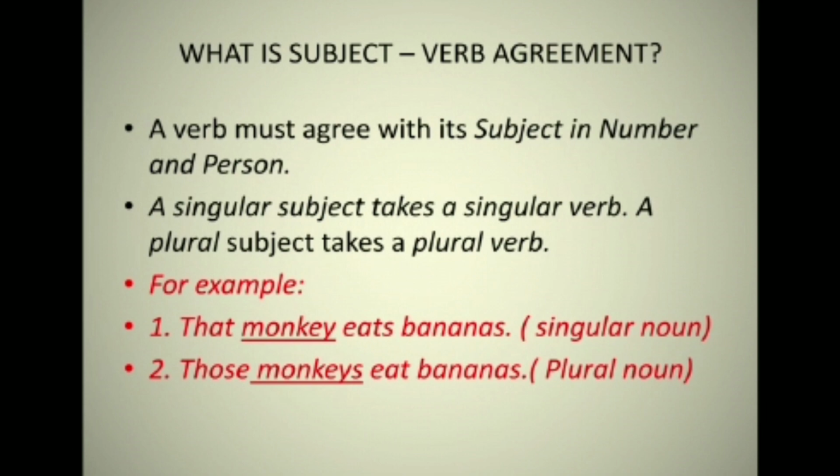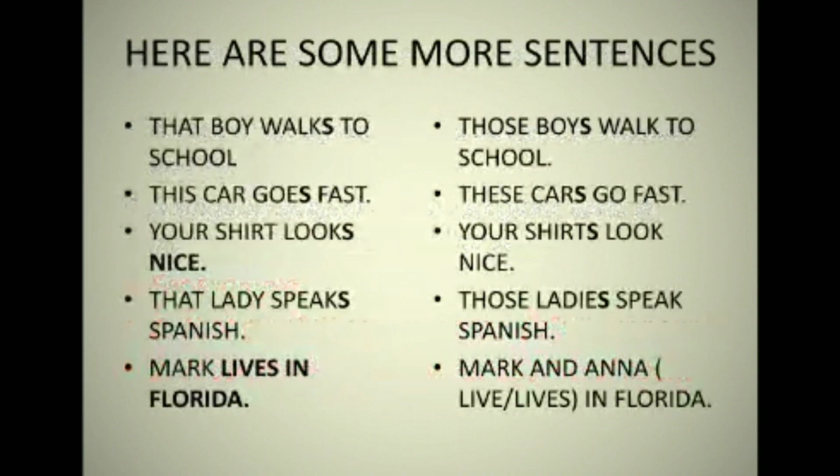Those monkeys eat bananas. Notice that the nouns and the verb are behaving in opposite ways. The singular noun monkey becomes monkeys with an S in the plural form, but the verb has an S in the singular form eats, and the plural verb eat doesn't have an S at the end. Here are some more examples, or more sentences, that will actually give you more idea about subject-verb agreement.